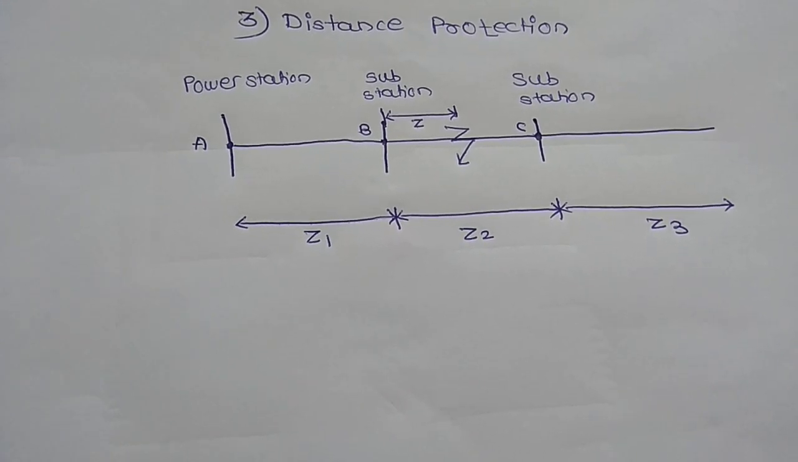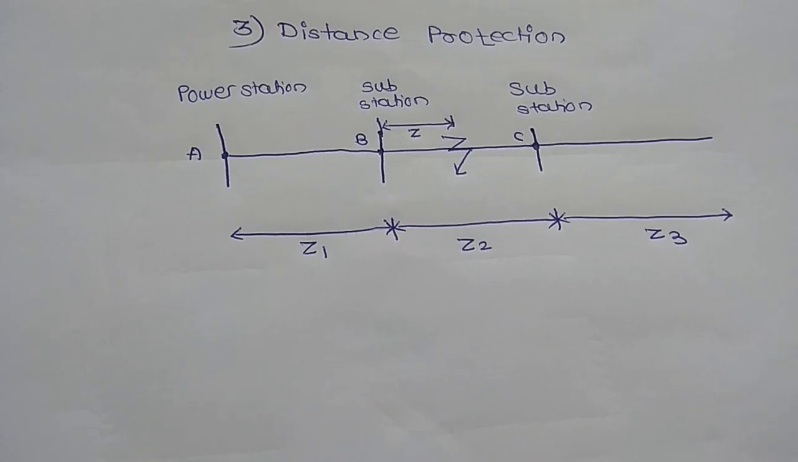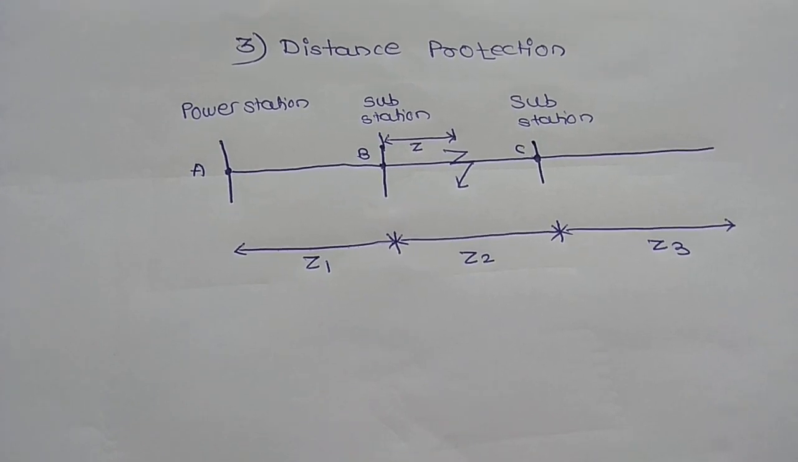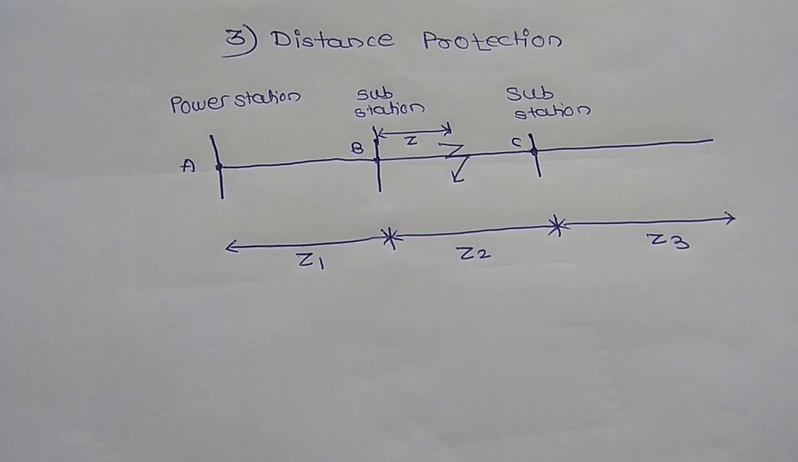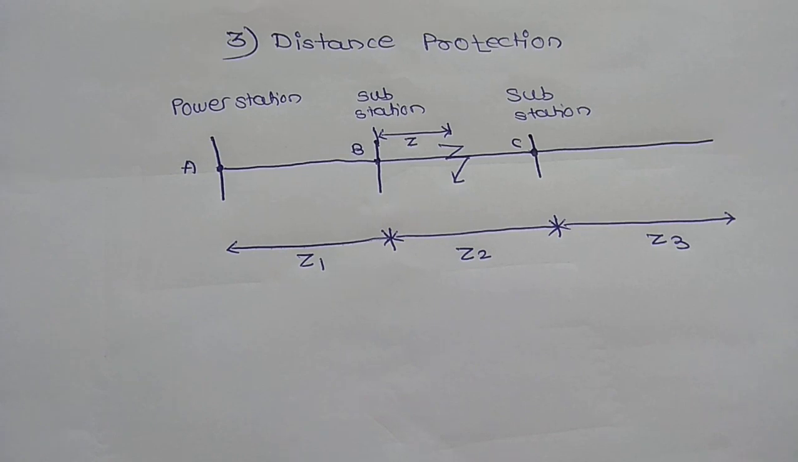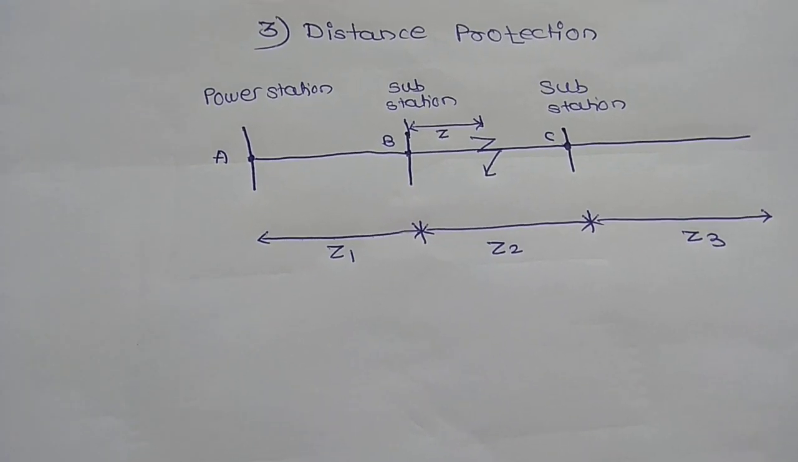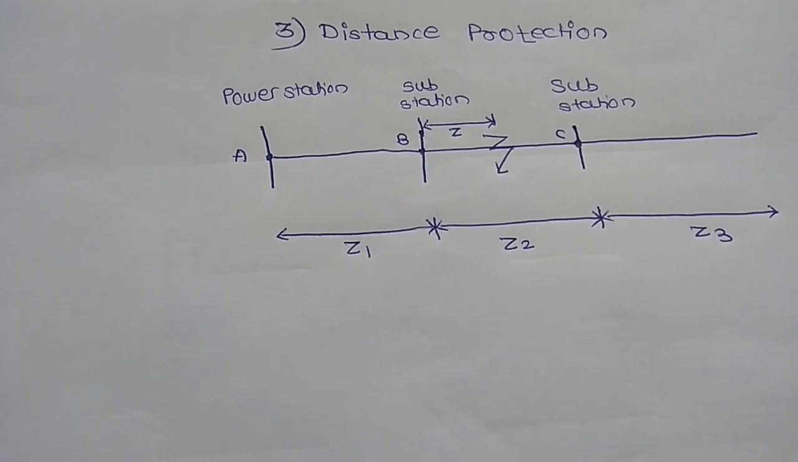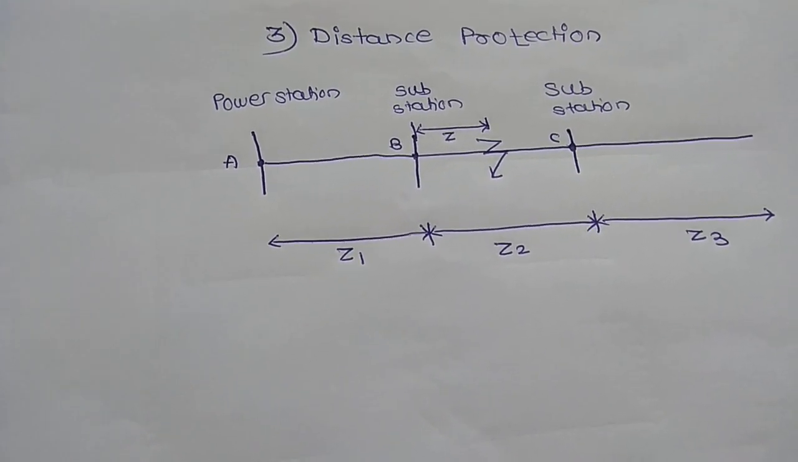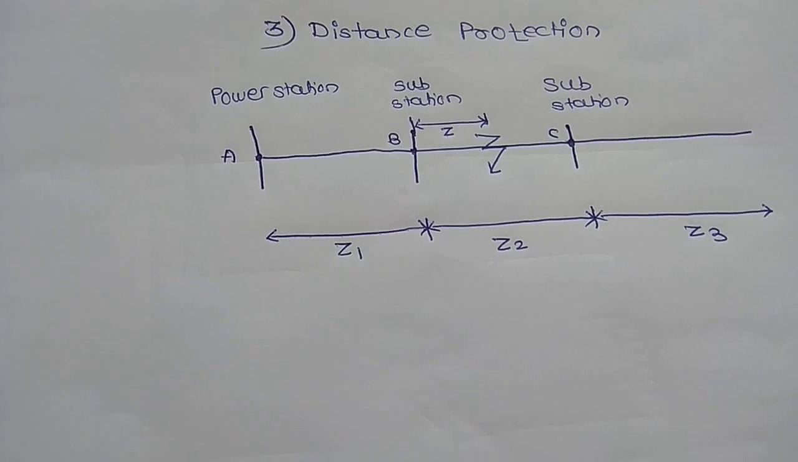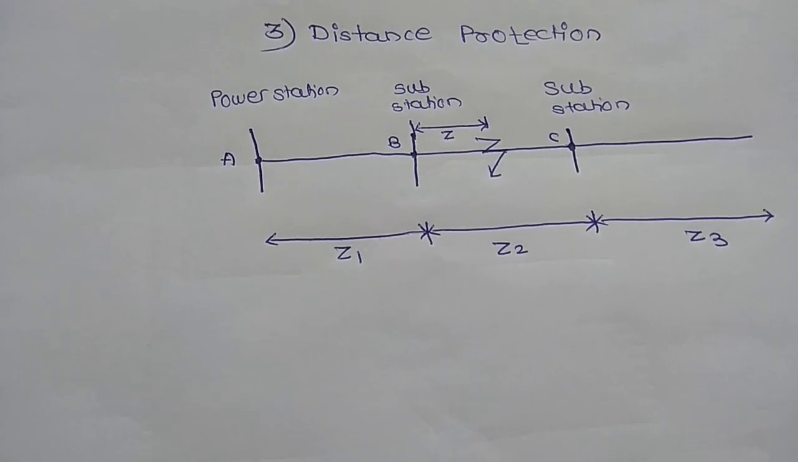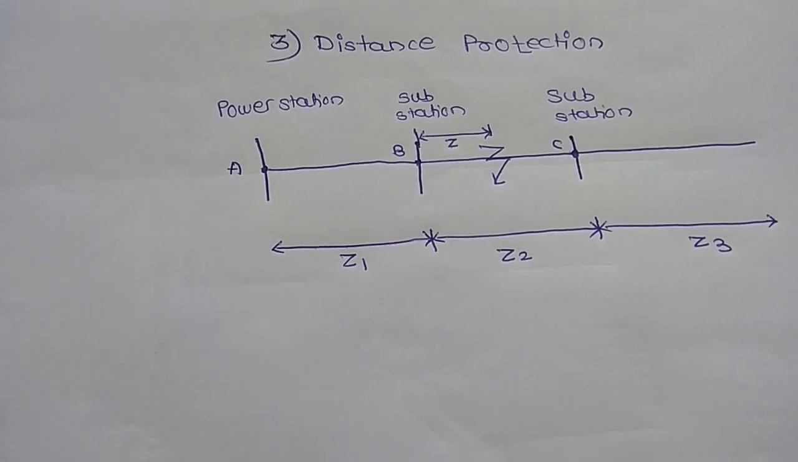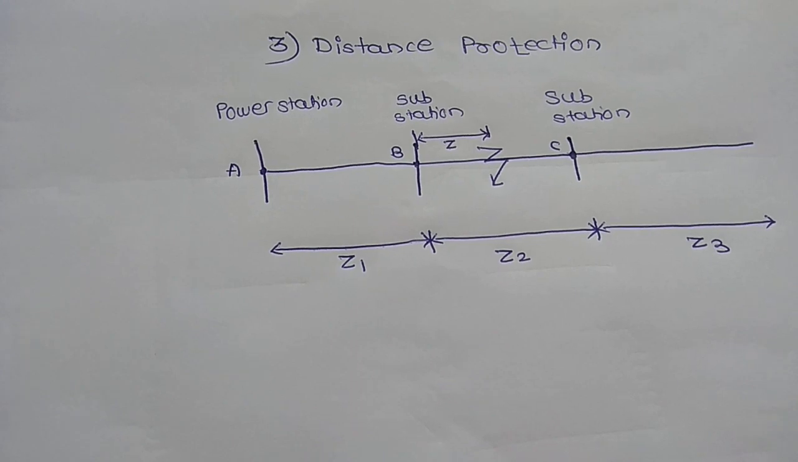So in order to remove this drawback, we will discuss distance protection, and the distance protection can be applicable for the protection of very long high voltage transmission line. As we know, the distance relay will check the distance, that is the impedance between the point of fault and the relay installation. Then the relay operates, which is known as distance protection.